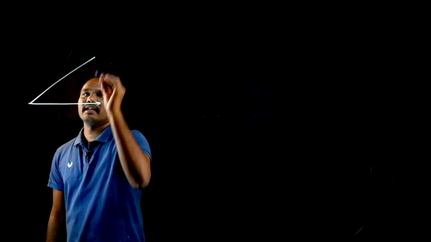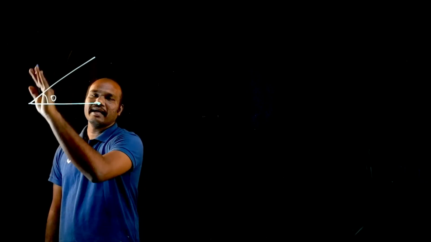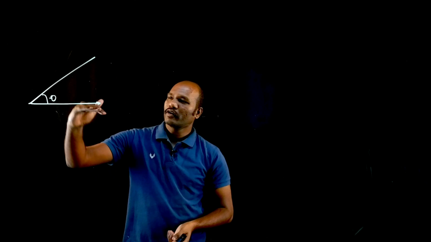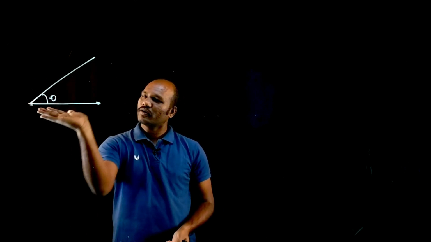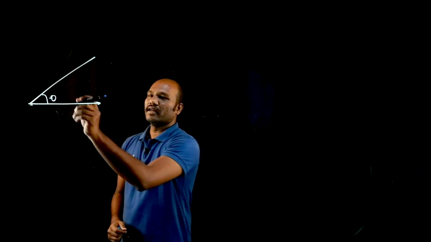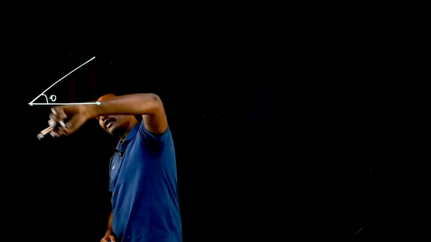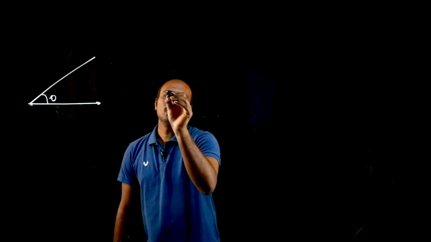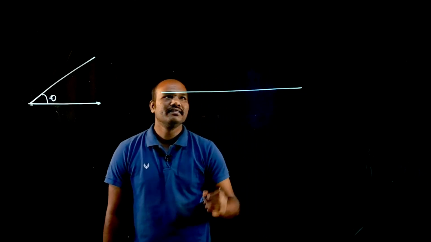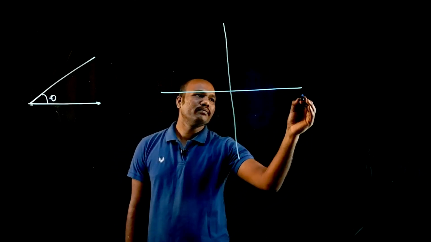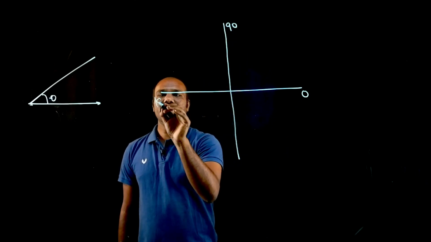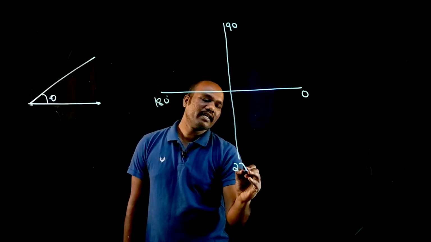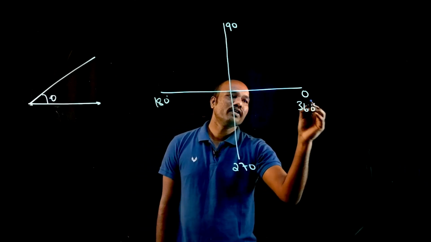Once we know the angle, see here, if I have a line here and another line here, how much it is rotated is the angle. How much can you rotate? You can rotate to 0, to 90, to 180, and you can only rotate 360 degrees. If there are two lines, it can start from 0, go to 90, 180, 270 and 360 degrees. This is how much you can rotate in a plane.